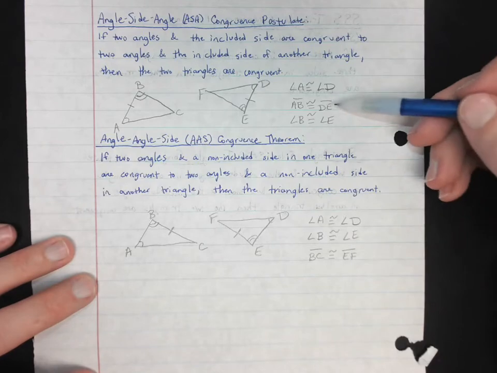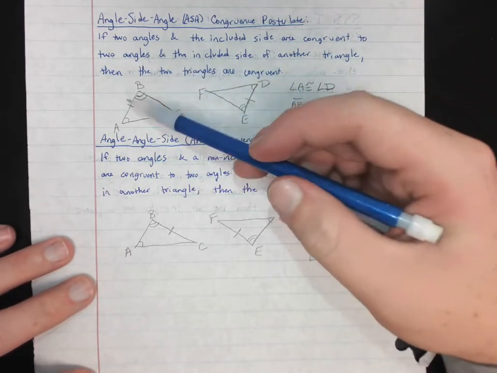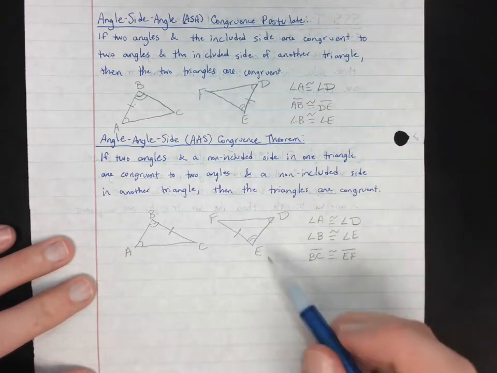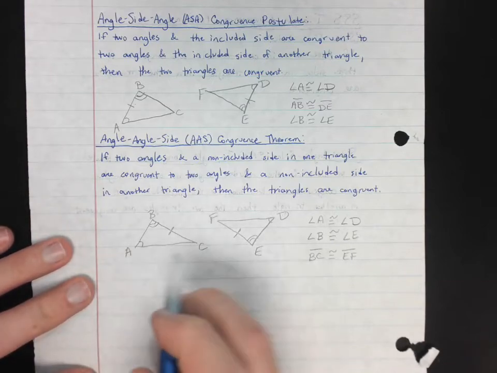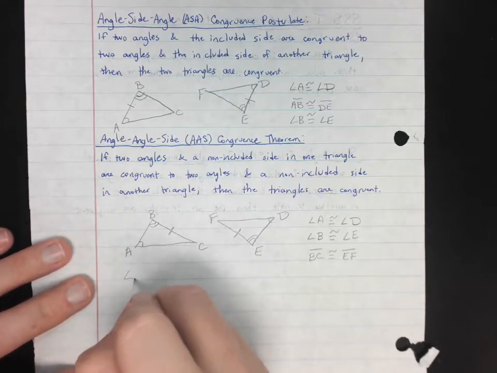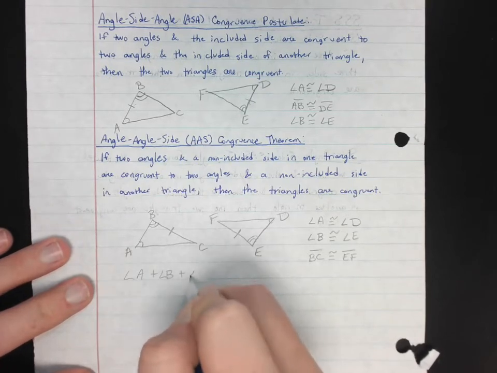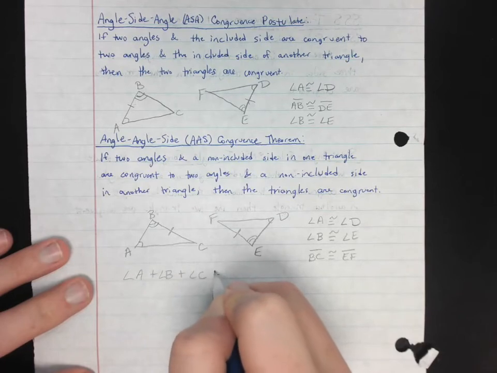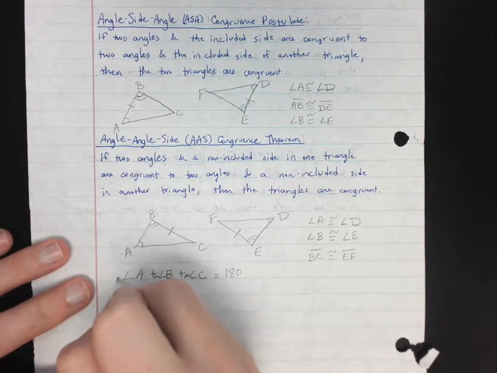The difference here is on angle, side, angle, the side was included. It was between the angles. Here, the side is not the included side. It's a non-included side, but the three angles of any triangle equal 180. So angle A plus angle B plus angle C would equal 180. So I guess I should write the M here for the measure of these angles.